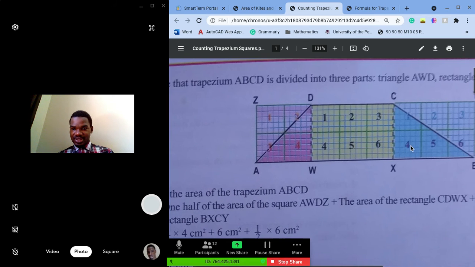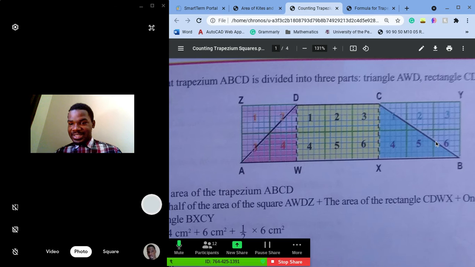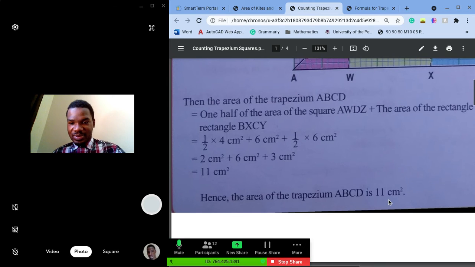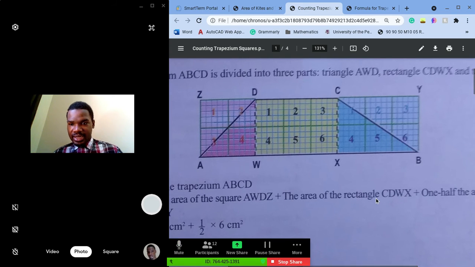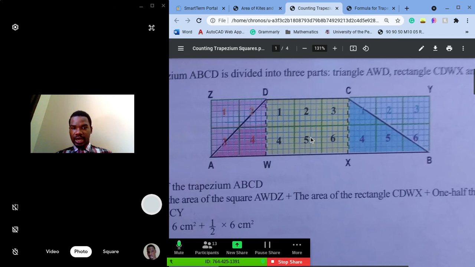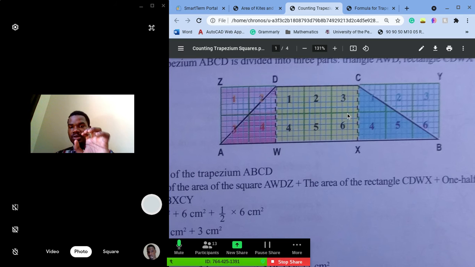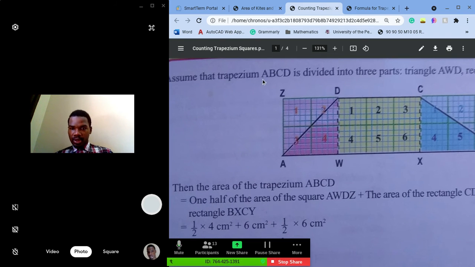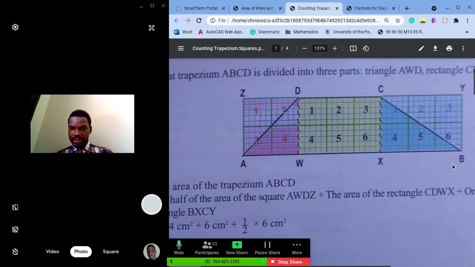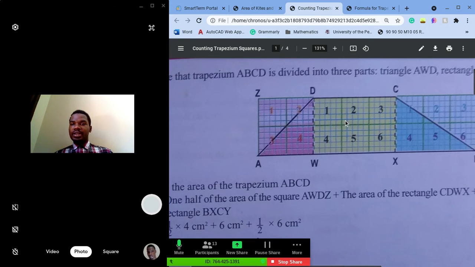There's one there, yes, but they still got the 11 centimeters though. So our answer is correct, but how did they get 11 if they didn't spot it? Let's look at it. We know that they're going to get 1, 2, 3, 4, 5, 6, right? So they divide it into 3 parts. Now I get it. So look at it from now. They divide this trapezium into 3 parts. So we can assume this trapezium, A to B to C to D, is divided into 3 parts.